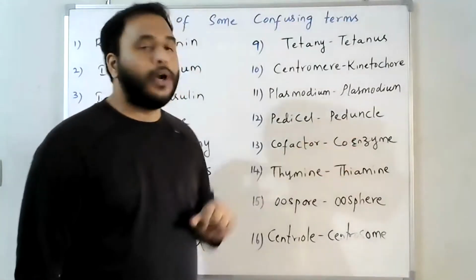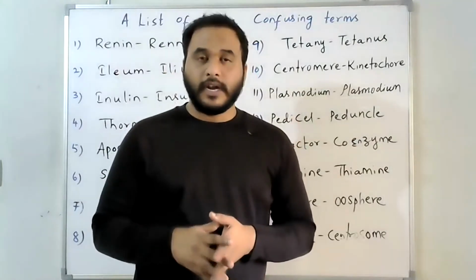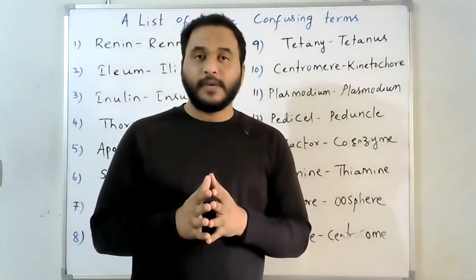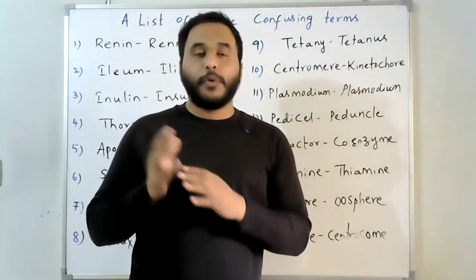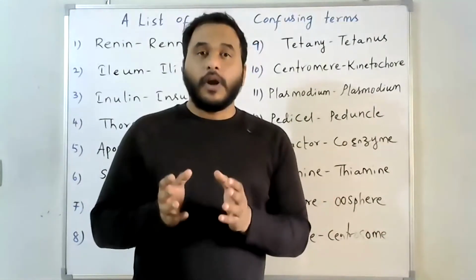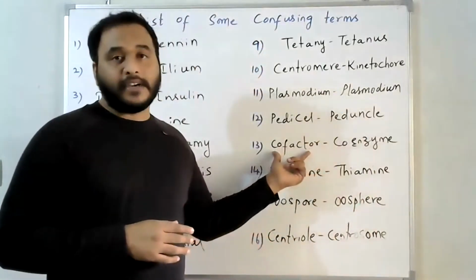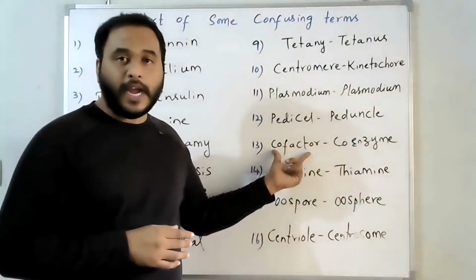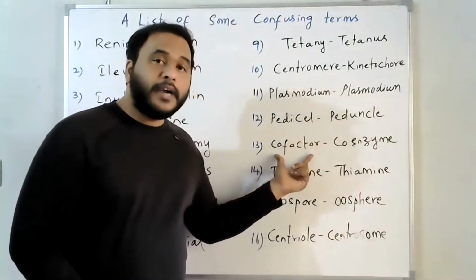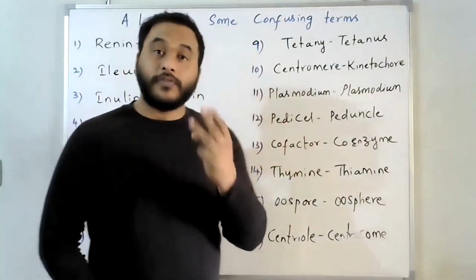Next, cofactor, coenzyme. It's very simple. An enzyme is formed of the holoenzyme. That entire enzyme is called holoenzyme. In that, a protein part will be there and a non-protein part will be there. The protein part is called apoenzyme, and the non-protein part is called cofactor. So protein part apoenzyme, non-protein part cofactor, and these cofactors are of three types.